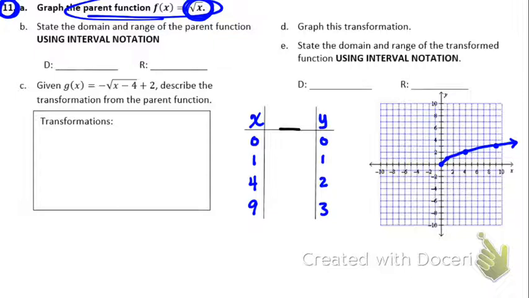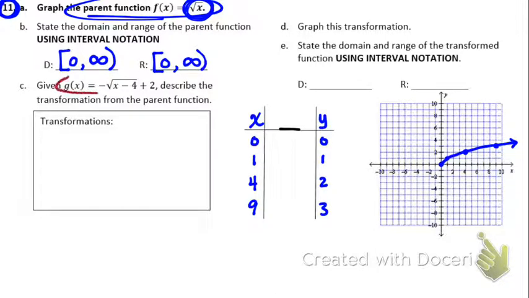What's the domain for my parent? What are the x's that I'm allowed to use? 0. I'm allowed to use 0. Is 9 the biggest thing I'm allowed to use? What is the biggest? Infinity. It can keep going on and on and on. My range. What's the smallest output we got for y? 0. Is 3 the largest output that we would ever see? No. That also goes on to infinity.